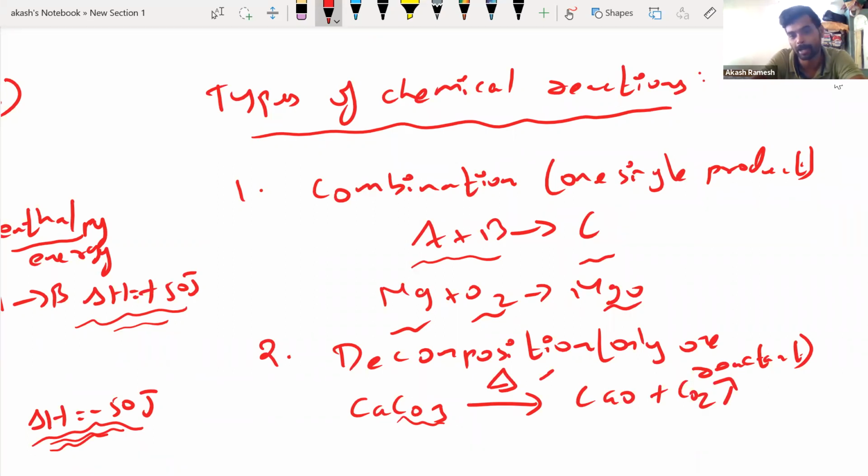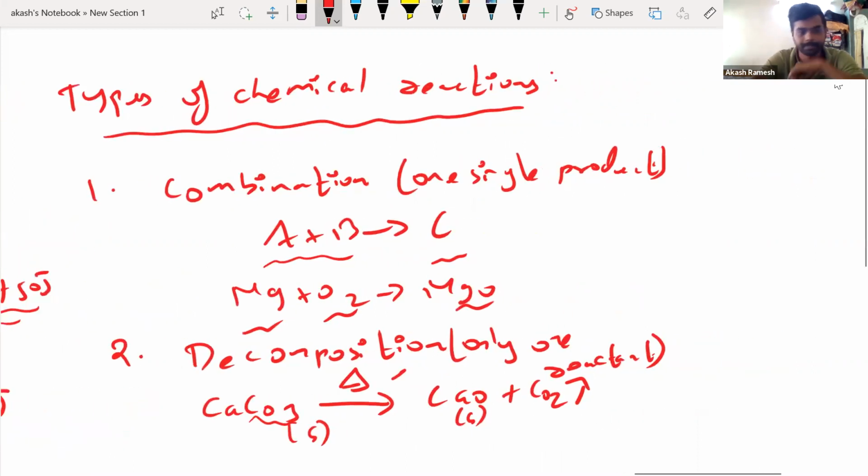So again, see, I put an upward arrow like this. Now this CaO will be solid state. CaCO3 will be in solid state. Now you see there is only one reactant becoming two products. Again, it is decomposing. That is about decomposition reaction. Now moving on.